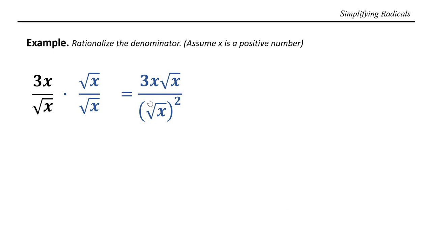When our square roots cancel here, we're going to be left with a 3x times the square root of x over x. And so our 2 x's will cancel, which means our final answer will be 3 square root of x. So that's how you would rationalize the denominator if you were asked to do so. Again, some people don't care, others do.